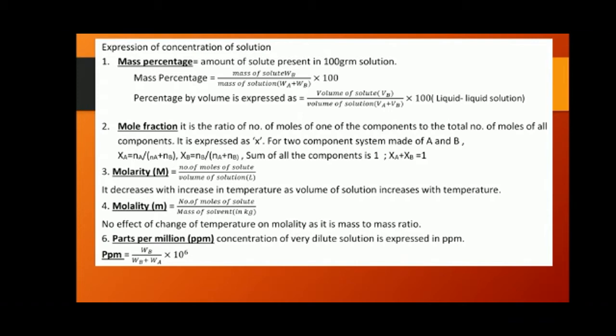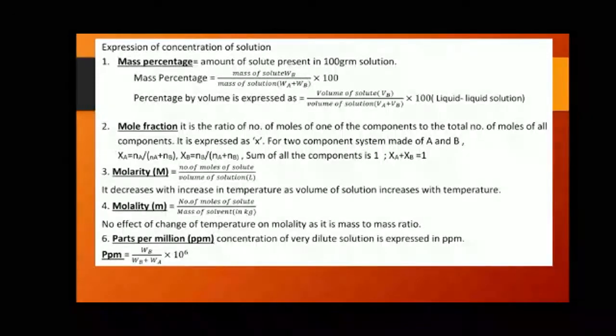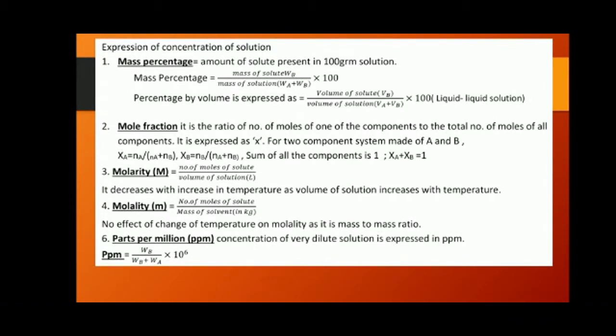Now the fourth one is molality. It is number of moles of solute per kg of solvent. And remember children that on molality there is no effect of change of temperature, that is mass to mass ratio. Another concentration unit is parts per million or ppm. It is concentration of very dilute solution and it is expressed in ppm.